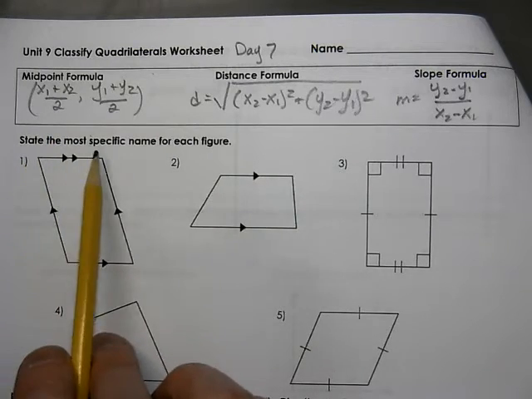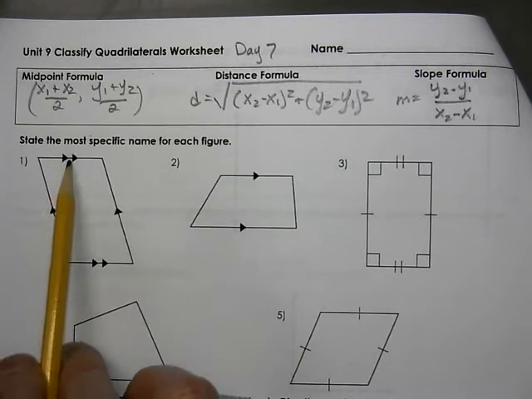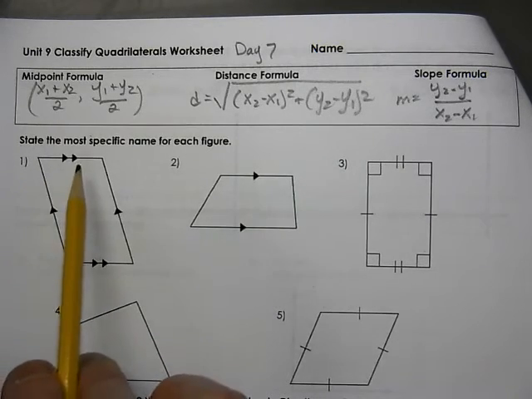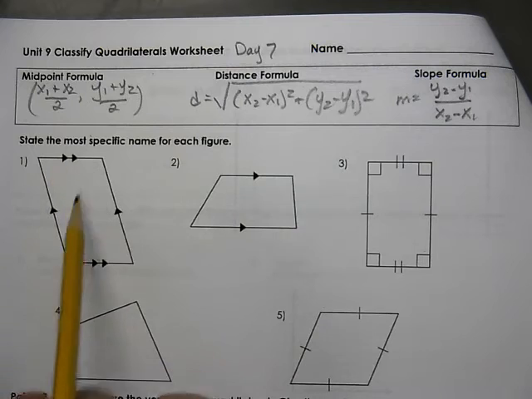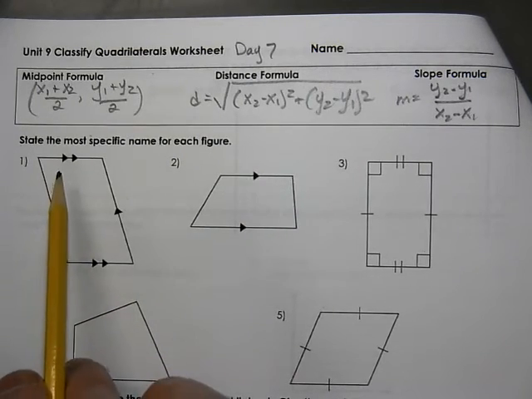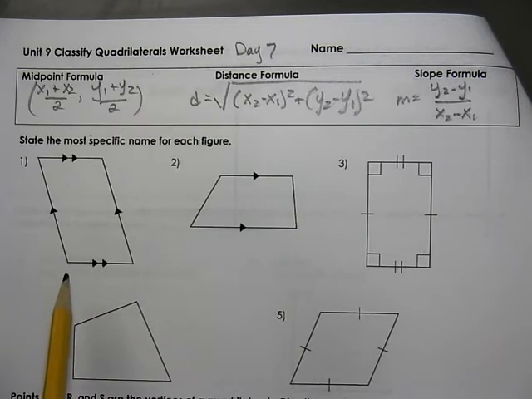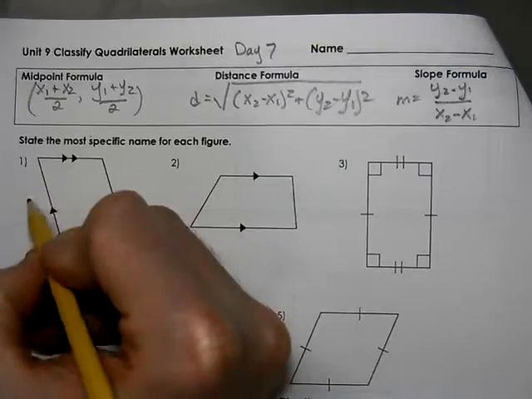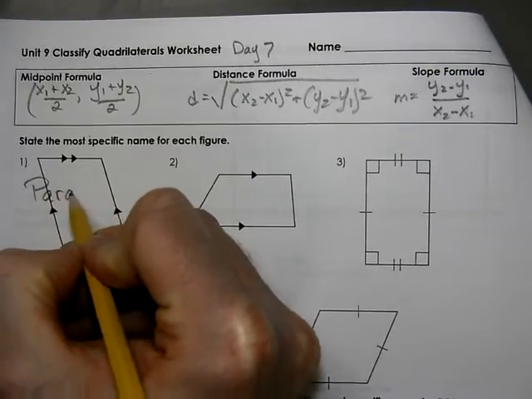We're supposed to state the most specific name for each figure. We notice here that we have two sets of parallel sides. We don't know about any right angles. We only can tell that this is definitely a four-sided figure, which is a quadrilateral, but because of the parallel sides, two sets of them, we know that this is a parallelogram.